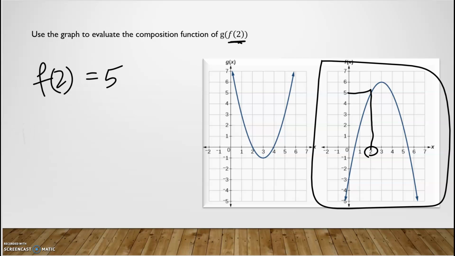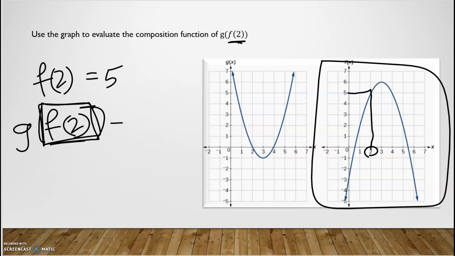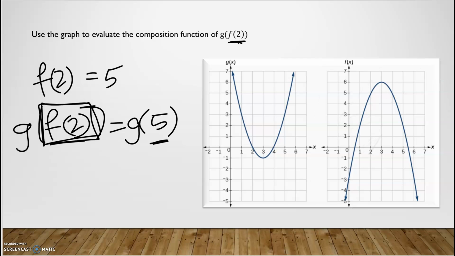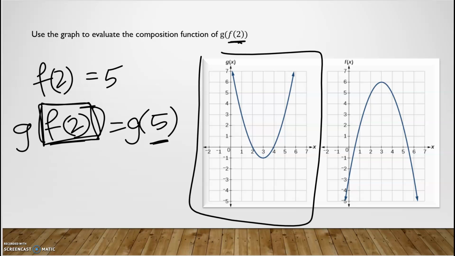So g of f of 2. So we know that this whole thing right here is 5. So we have g of 5. Okay, so within the g function, so now get rid of this. Now I'm within the g function over here. I need to go to a value of 5. So go up. Now g of 5 is going to be equal to 3. So that means that g of f of 2 is equal to 3.